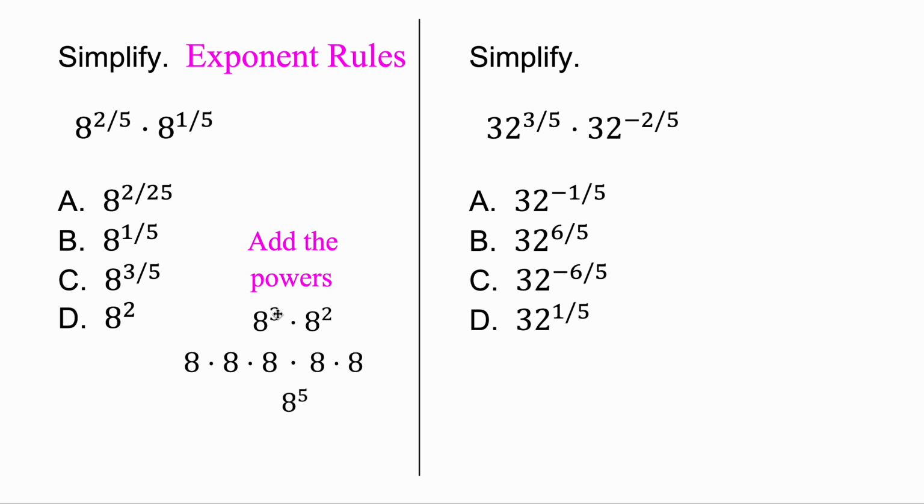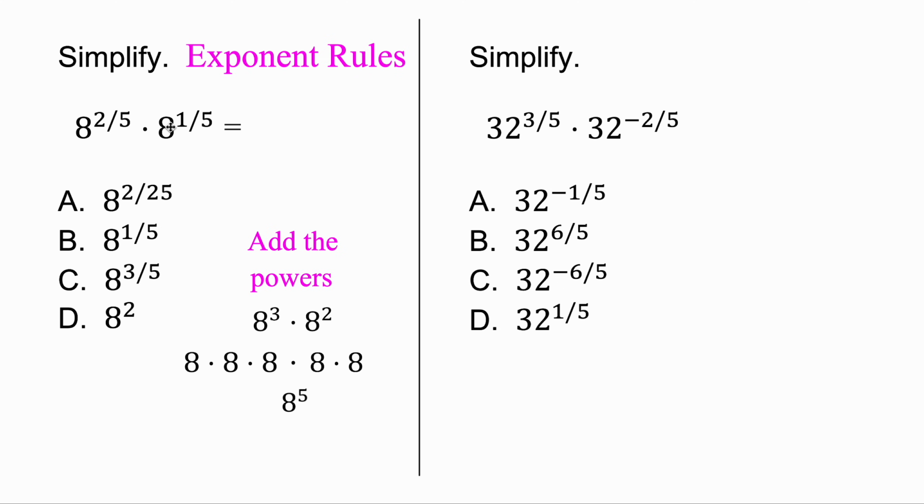Because if you add 3 plus 2, you get straight to the answer of 8 to the 5th there. So that's exactly what we're going to do for this problem. They have the same big number, they're multiplied, we're going to add the powers together. Let's go ahead and do it.